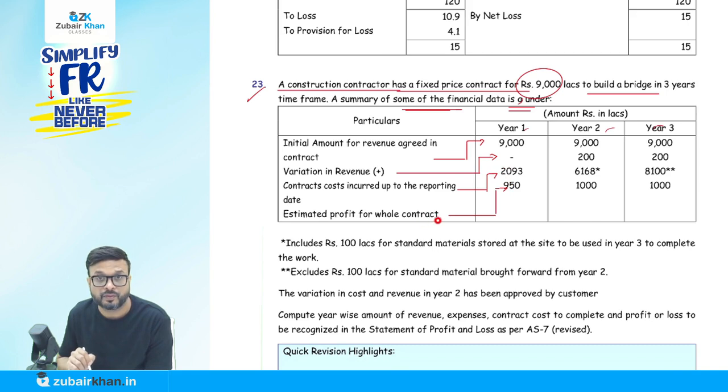Now, the estimated profit for the whole contract is mentioned that year. Okay. So we'll go step by step. Don't worry. In the second year, the total estimated initial amount is 9,000 only.